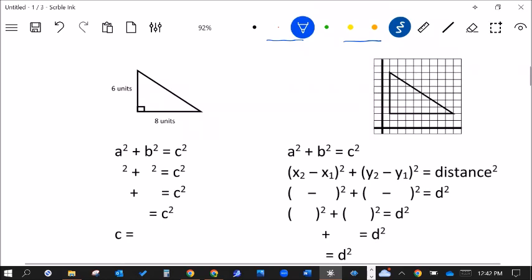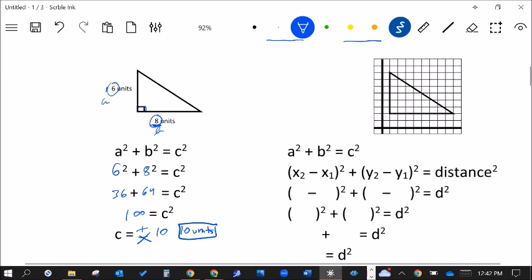On the first one here, we have two sides, 6 and 8, right triangle. So we'll call this one a, so we get 6 squared, and this one b, so we get 8 squared, and that's 36 and 64, which adds to 100, and the square root is plus or minus 10. But you never use the negative for a distance, so that means it would be 10 units. Easy to do if you have the actual amount.